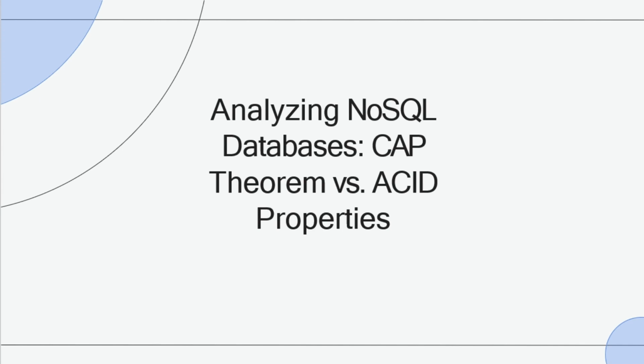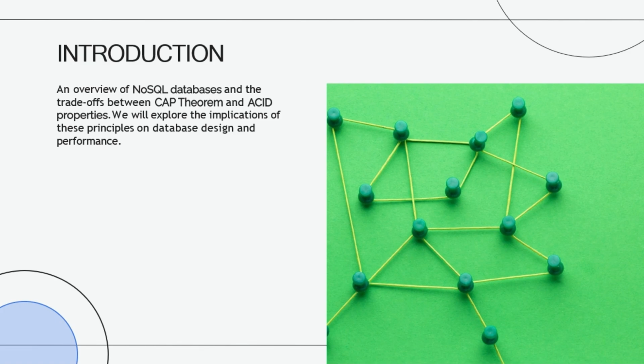Now we are going to discuss analyzing NoSQL databases on the basis of the CAP theorem versus the ACID properties. As the introduction, we will get an overview of NoSQL databases and the trade-off between CAP theorem and ACID properties. We will explore the implications of this principle on database design and performance.